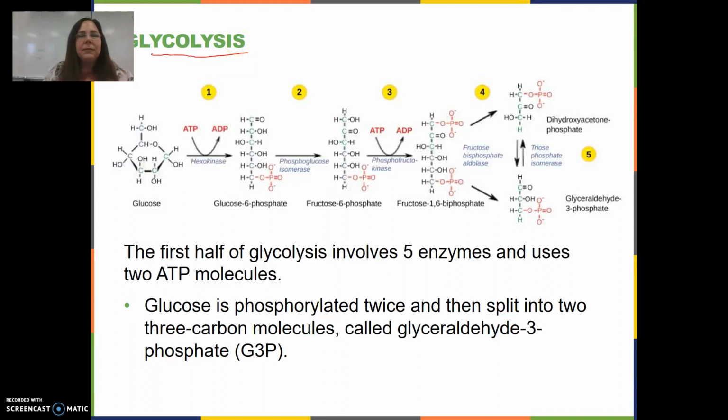The name glycolysis explains what happens during glycolysis. Glyco refers to glucose. It actually refers to carbohydrate, but glyco refers to glucose and lysis means breakdown. So glycolysis is the step where glucose is broken down.